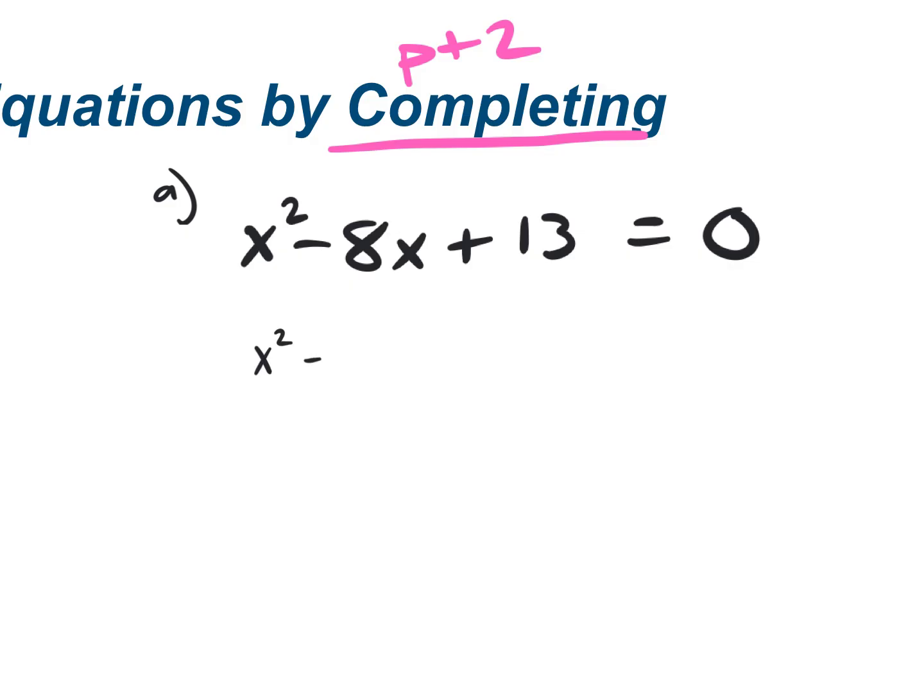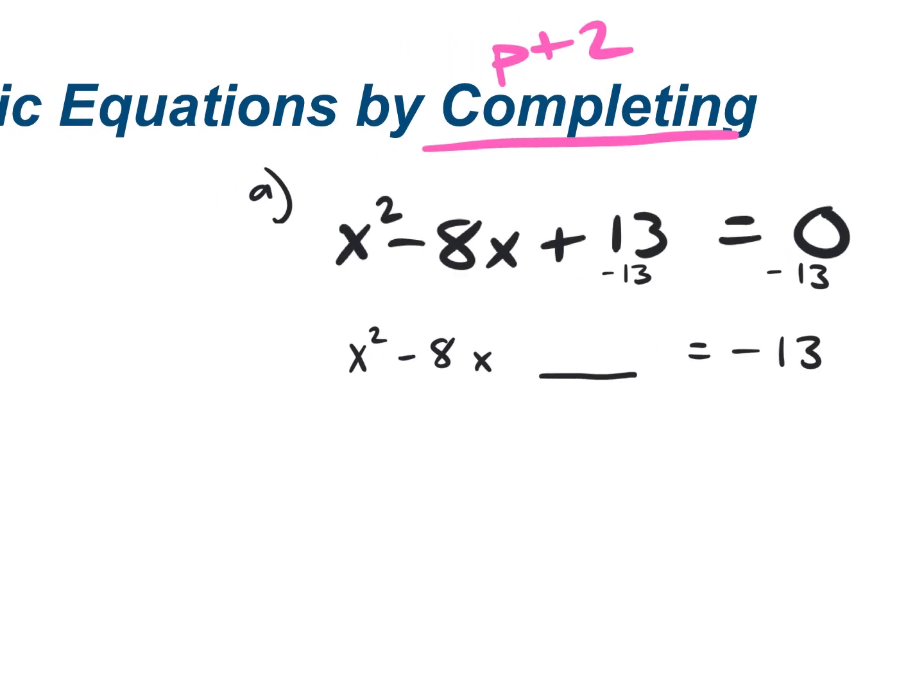So I have x squared minus 8x. I'm going to leave a space here to complete the square, and I'm going to subtract 13 to move it to the other side, so minus 13. So we want our x's on one side. We're going to leave a space to complete the square, and then it's going to equal the number.